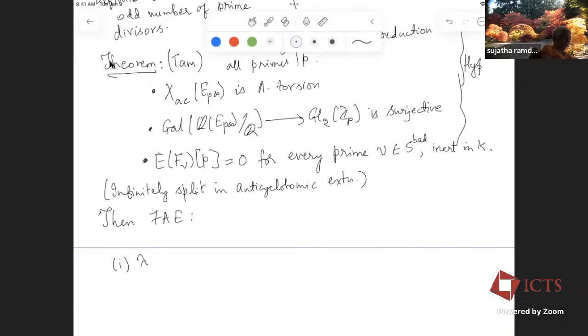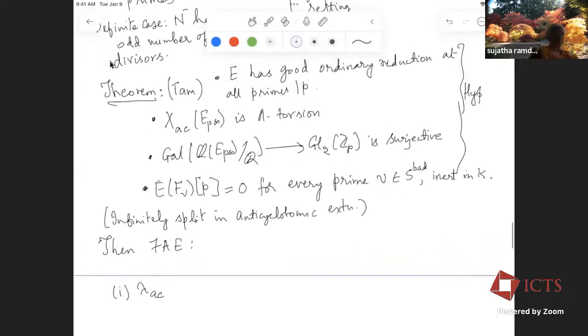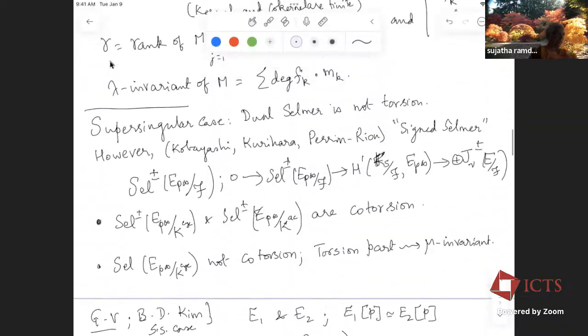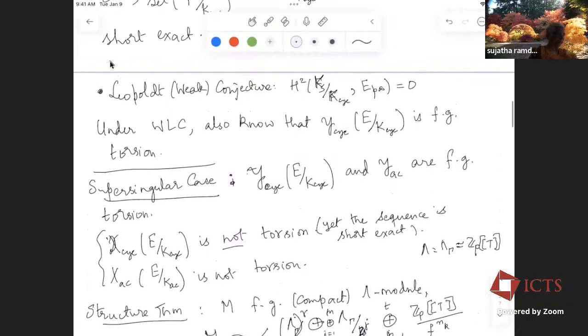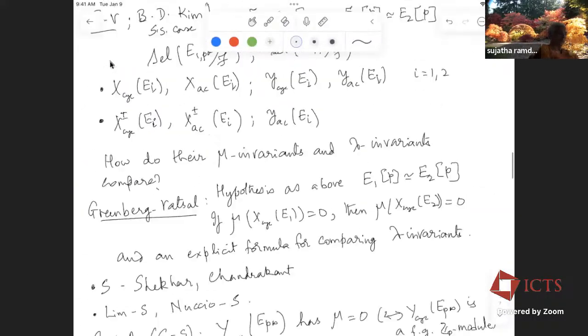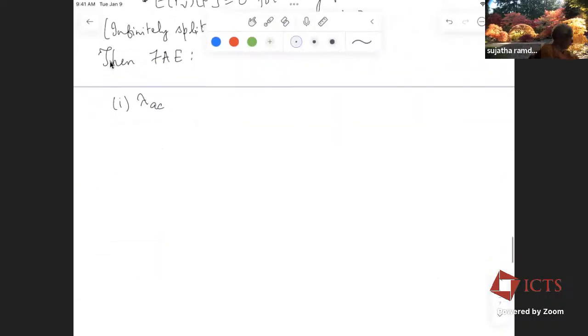So let me write that map, lambda anticyclotomic. This was the global to local map, right? We had the defining sequence for the Selmer group. So you have something similar for anticyclotomic. So that's lambda anticyclotomic, the global to local map in the defining sequence. So this is surjective.